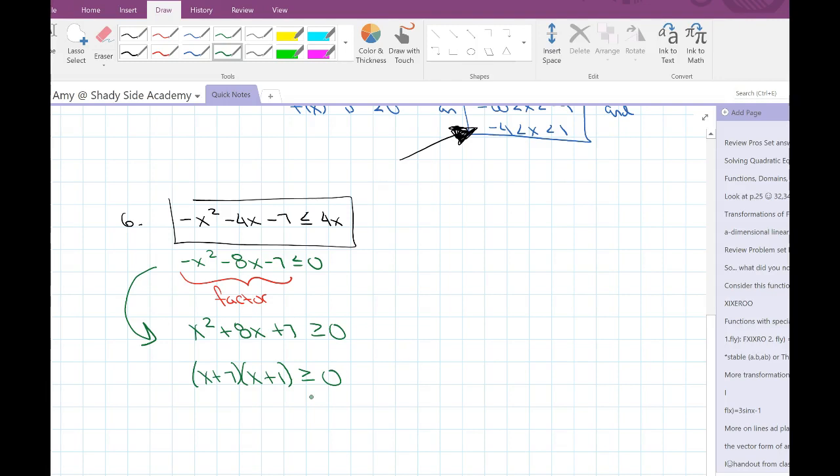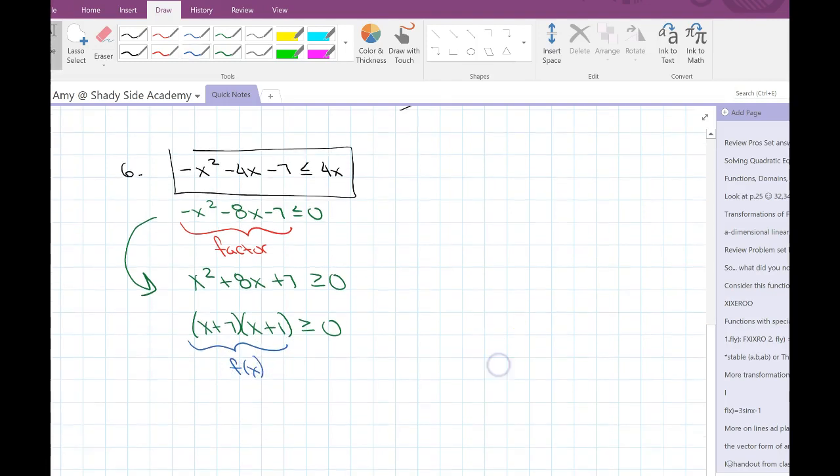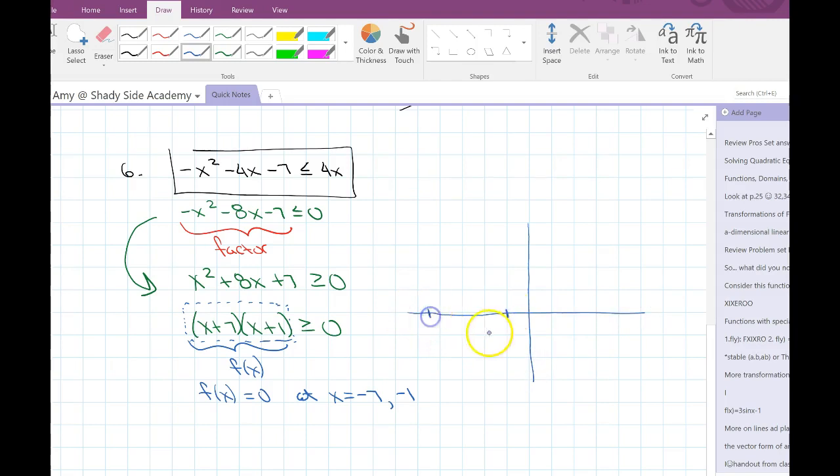So I'm just going to call this f of x for a second. Here I see that f of x equals 0 at x equals -7 and at x equals -1. If this is f of x, I see that f of x has x-intercepts at -7 and -1, and those roots are of multiplicity 1. Did I just say multiplicity 2? Good heavens. Multiplicity 1.